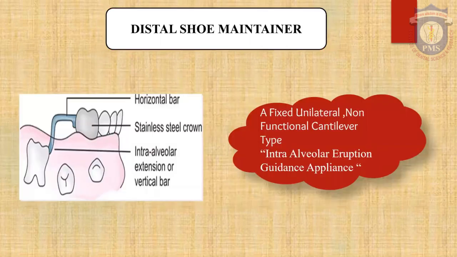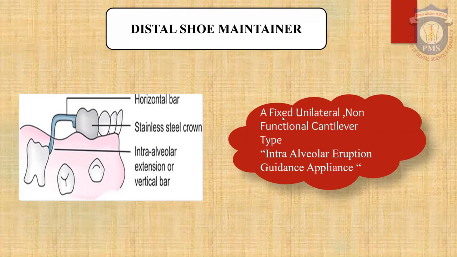Next appliance is the distal shoe space maintainer. The distal shoe space maintainer consists of a loop that extends distally from the banded tooth, and from the distal surface an intra-alveolar extension, that is, a vertical arm extends. The depth of the vertical arm is usually 1 to 1.5 millimeter beyond the mesial marginal ridge of the permanent first molar. This type of appliance is usually indicated when there is loss of primary second molar before the eruption of permanent first molar.